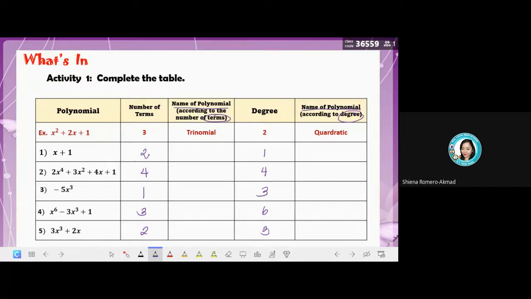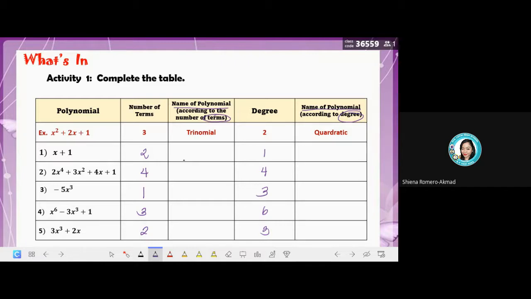So, dito, ang binibilang natin is yung term. This is the first term, this is the second term. Ito, ilang terms meron? 1, 2, 3, 4. Ito, 1, 2, 3. 1, 2. And sa degree naman, yung pinakamataas na exponent. Ito, 1, tapos ito, 4, 3, 6, 3. Okay, so let's start naming them.